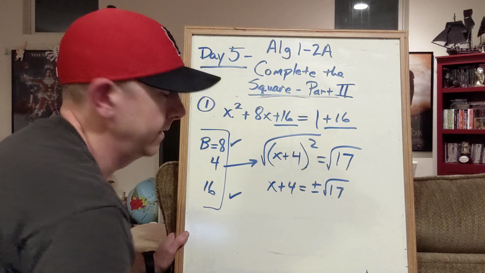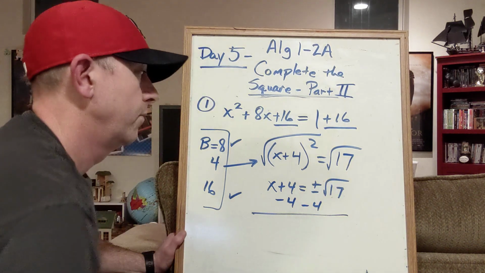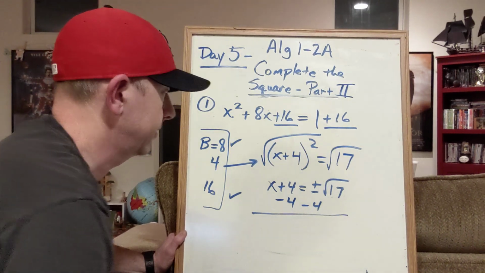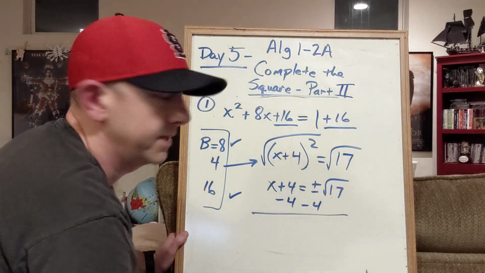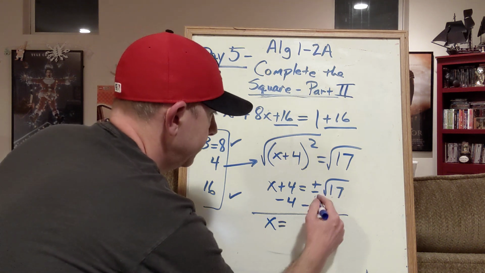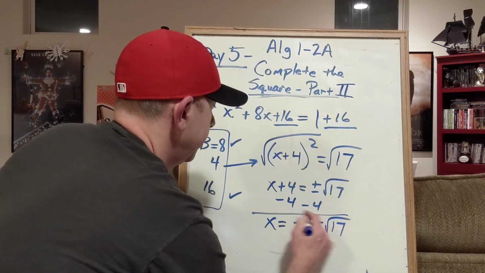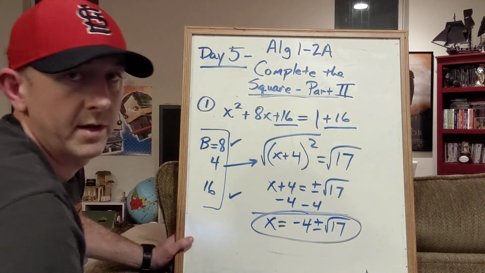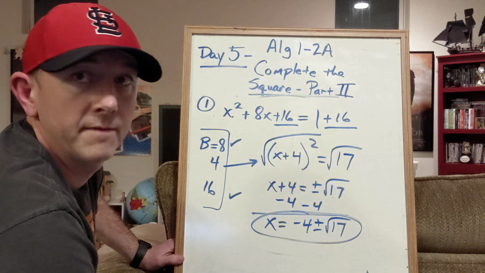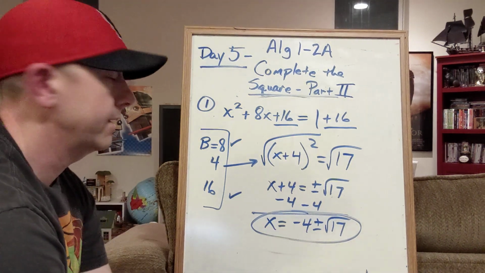Now, what's new today is that when we go to subtract 4, we can't combine those. There's not like terms. Don't try to do 17 minus 4 is 13 or anything like that. It's going to be x equals. These are not like terms, so the best we can do is write negative 4 plus and minus radical 17, and that's it. We're done with that one. We don't have to do anything else, at least as far as right now. That is simplified radical form.